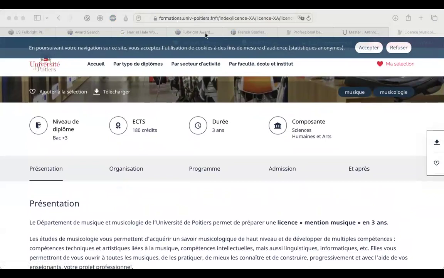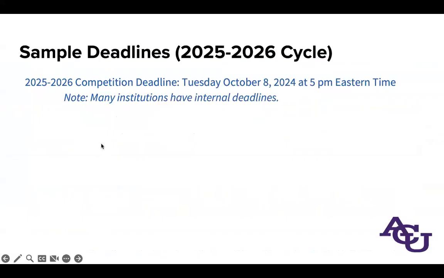Now, if you are looking at the main Fulbright US student deadline, that's usually going to be October 8th or thereabouts. But the faculty deadlines tend to be in September, and you may have a September or even August institutional deadline internally if you're applying as a Fulbright US student. So the moral here is that you should check the specific program that you're applying for and make sure that you know when that application is, because they are very strict and do not accept late applications.